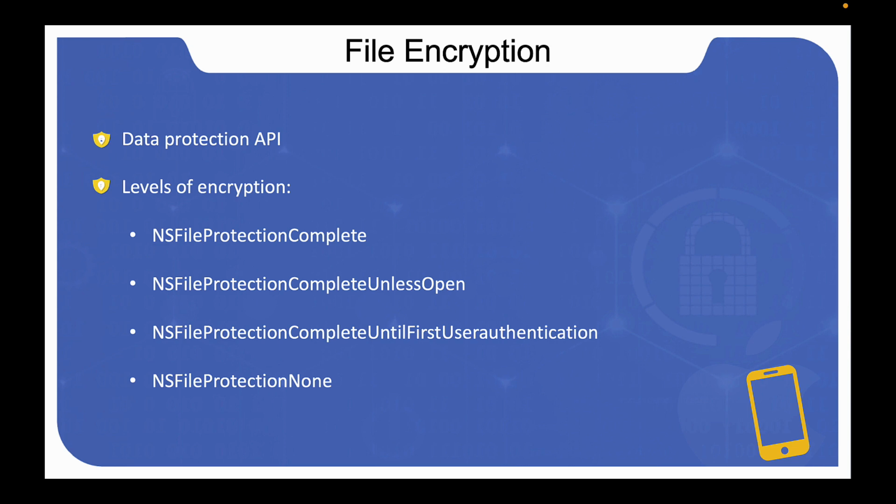The second one is NSFileProtectionCompleteUntilFirstUserAuthentication. It means that once the device is booted and unlocked, the keys remain available until the device is rebooted again. The third type of encryption is NSFileProtectionCompleteUnlessOpen. It means that the keys are briefly available when the device is locked, and the keys are accessible when the device is totally unlocked. The fourth and the strongest type of encryption is NSFileProtectionComplete.